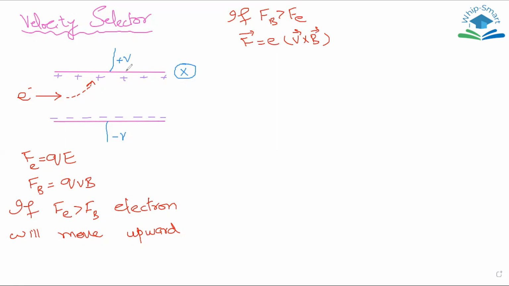By using Fleming's left-hand rule, we will get the direction of force downwards. In this formula, V, the first vector, is velocity, and B, the second vector, is the magnetic field. By putting the left hand in the direction of the velocity and curling the fingers toward the direction of the magnetic field, which is into the page, we get the direction of the force as downward. So if the magnetic force is greater than the electric force, the electron will move downwards.